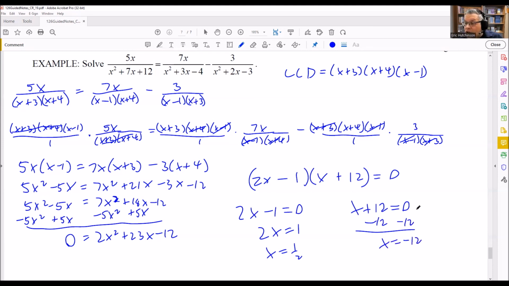We want to go back and check in the factored version to make sure we don't get division by 0. 1/2 doesn't make any of these 0, so we're good there. Negative 12 doesn't make anything 0 on the bottom, so we're good there as well. That means that this will have two answers. x is 1/2 and x is negative 12.